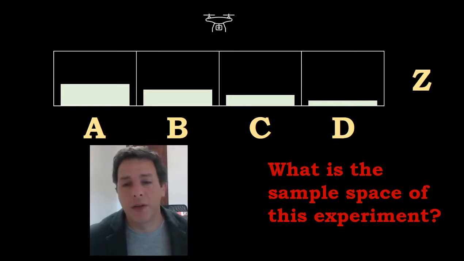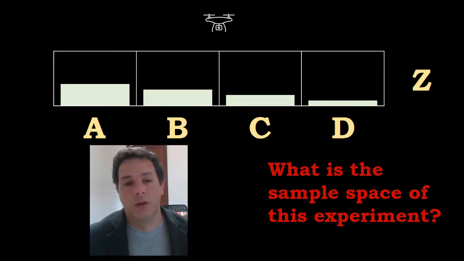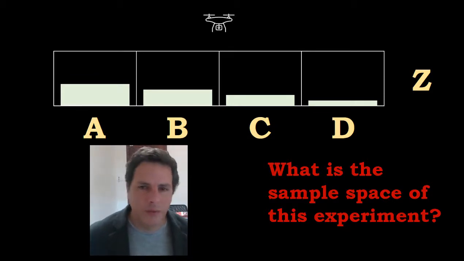So the sample space here is the set of all the possible outcomes. What are the possible outcomes? A, B, C, or D. So that's the sample space. To formalize, we say that it's a set, and the set contains the elements, and the elements are A, B, C, and D. And that's it. That's all. It's not a very complex concept.